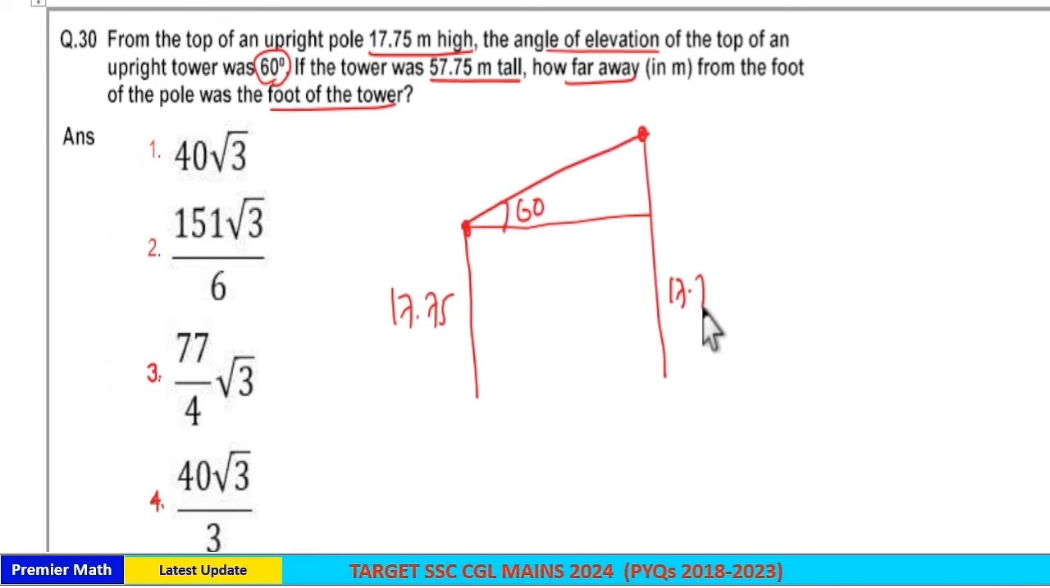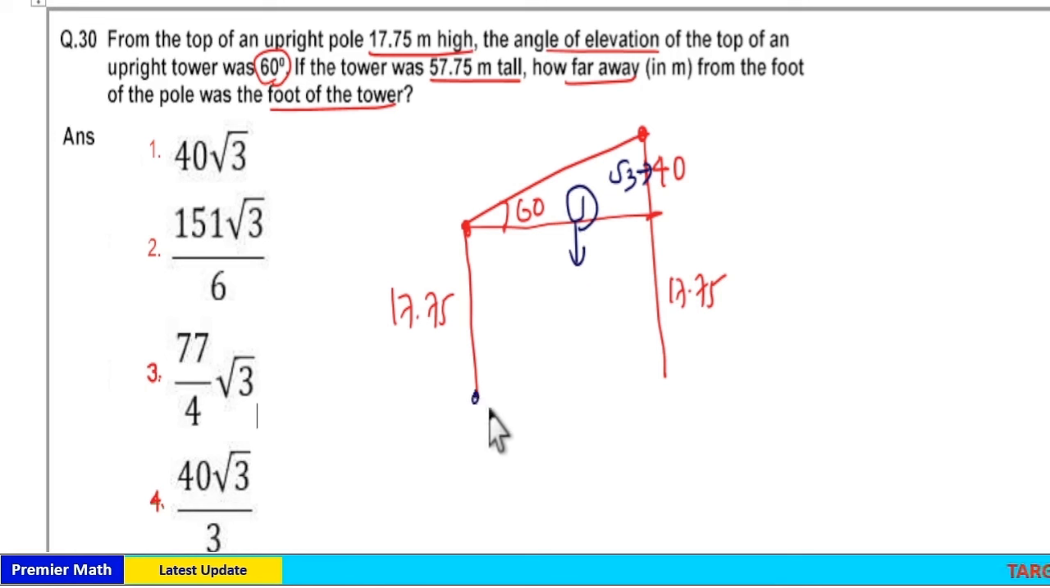Now, this is also 17.75 meter and height of the tower is 57.75 means this height is equal to 40 meter. Now, you already know tan 60 is equal to root 3. Root 3 means root 3 by 1. That is opposite side and adjacent side are in the ratio root 3 is to 1. Now, root 3 part is equal to 40 meter means one part is the distance between foot of the pole and foot of the tower. One part is equal to 40 by root 3. Now, 40 by root 3 means option 4. That is multiply root 3 in numerator and in the denominator, which is equal to 40 root 3 by 3. Option 4 is your answer.